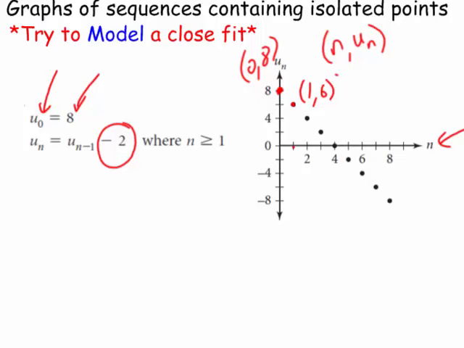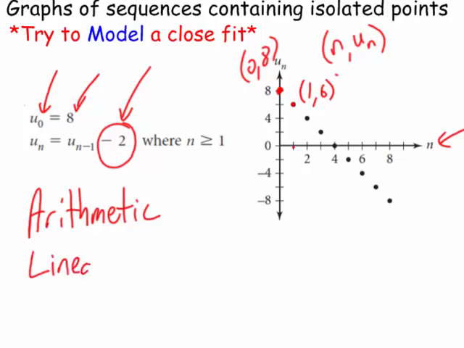Well, just by looking at that, can I tell if this is arithmetic or geometric? Yeah. If it's adding or subtracting, it's arithmetic, right? And if it's arithmetic, that means it's got a constant. It's going up or down by the exact same amount each time. So would that make this linear or non-linear? Would it make a straight line if I connected them? Yeah, if it's going down 2 each time, it's definitely going to make a straight line. So I can just visualize that by looking at the graph.